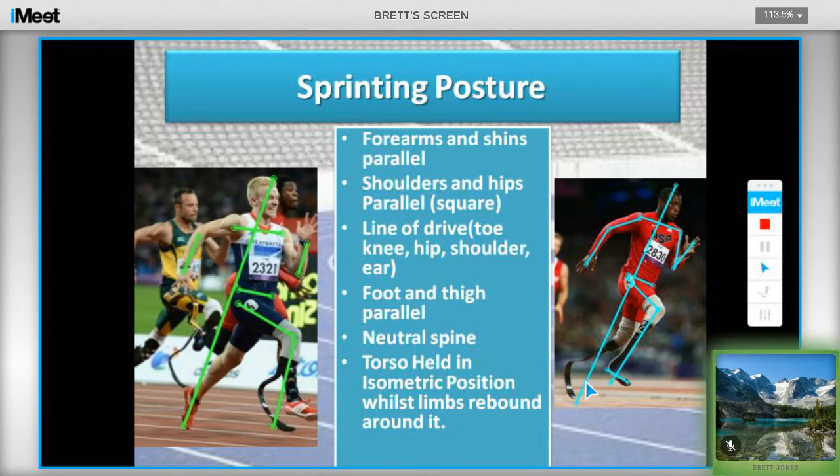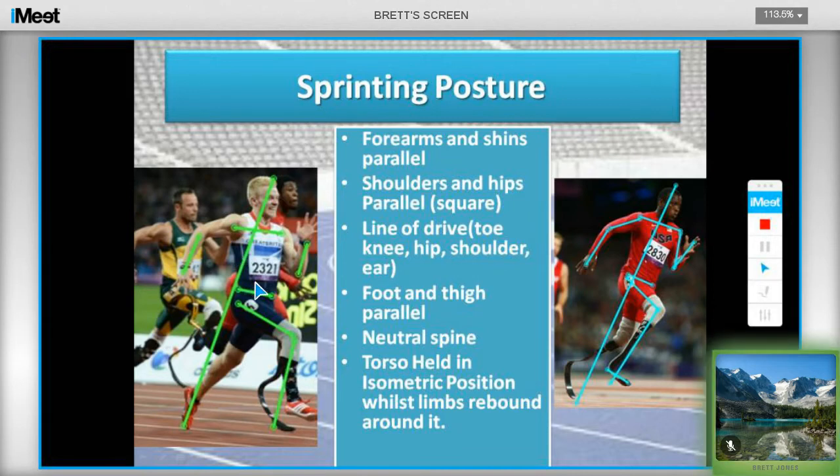Similarly over here, beautiful long strong line of drive from toe through knee, hip, shoulder and ear. Great symmetry and parallel lines through hips and shoulders, and then we start to see these forearms lining up and helping to create force along the same line of drive, and the front shin lining up with that as well. We also have a beautiful neutral spine.